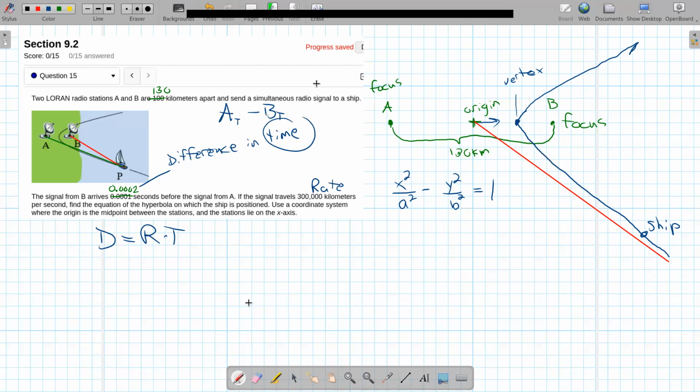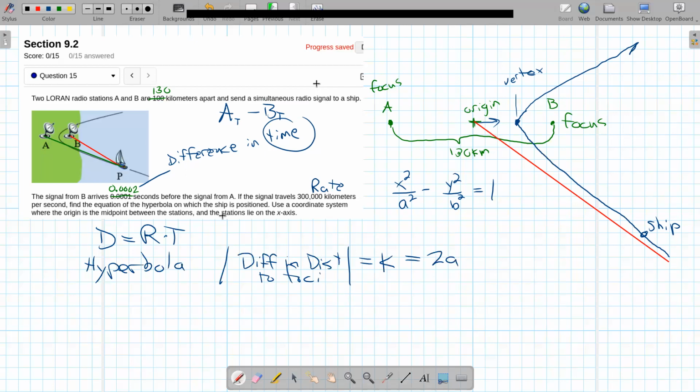And the other important thing about a hyperbola, hopefully you remember reading this in the book, is unlike an ellipse, where the sum of the distances to the foci is always the same, with a hyperbola, the absolute value of the difference of the distances is always constant. So for a hyperbola, the absolute value of the difference in distances to the focal points, the foci, is always constant, and that constant happens to be 2a.